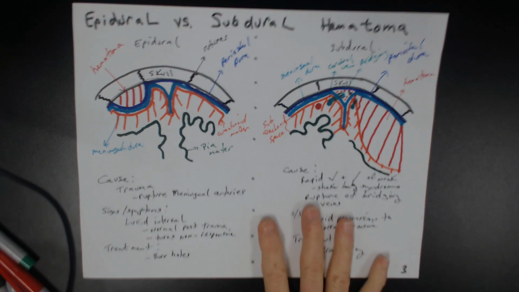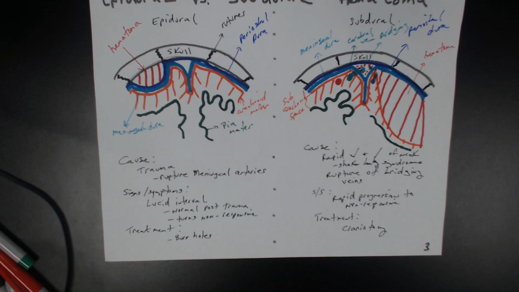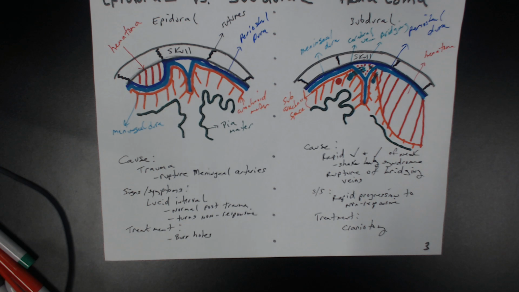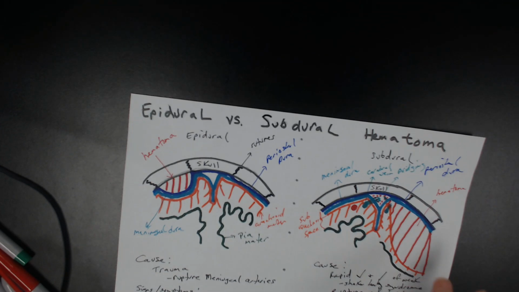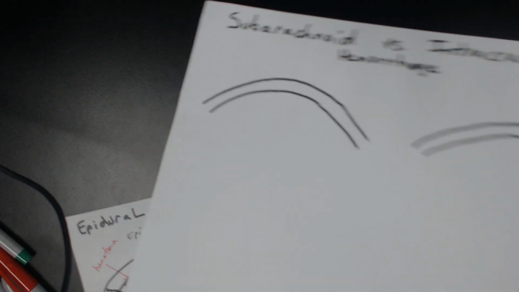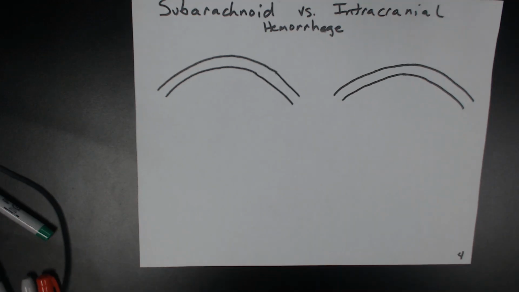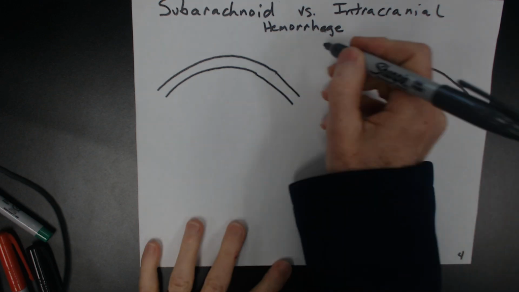Okay. Any other questions? So this is a comparison of epidural versus subdural hematoma. Important things to know, and I'm sure you're going to see them this summer. So let's move on. Now we're going to compare the subarachnoid versus the intracranial hemorrhage. I'd like to compare these side to side, and because I'm comparing them side to side, I'm going to draw my little dots right down the middle to separate them.